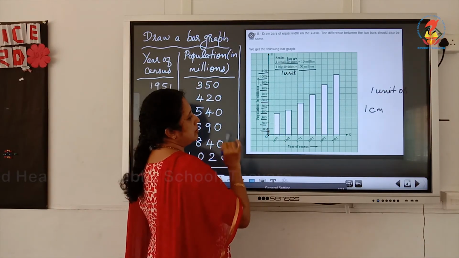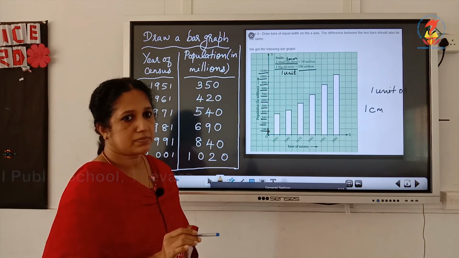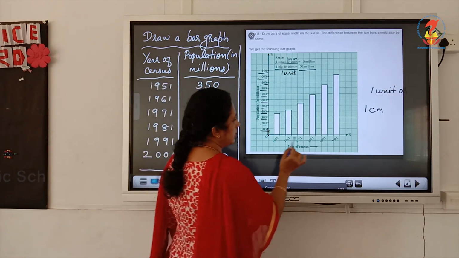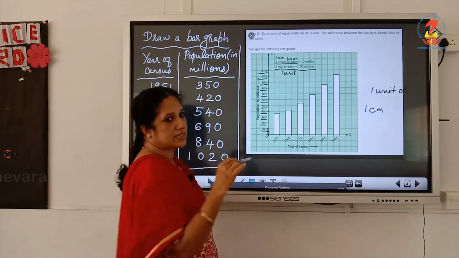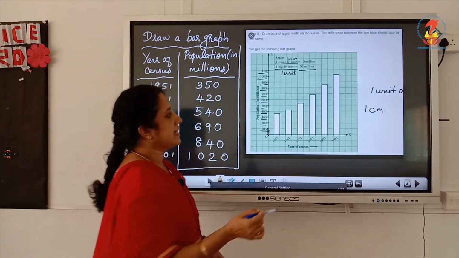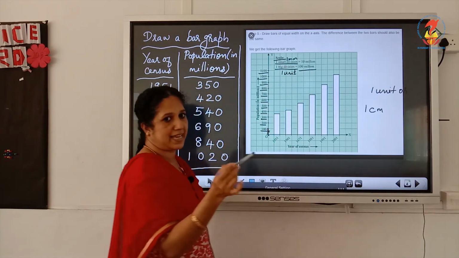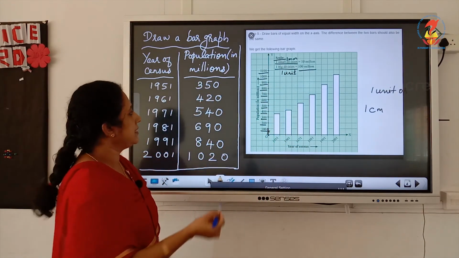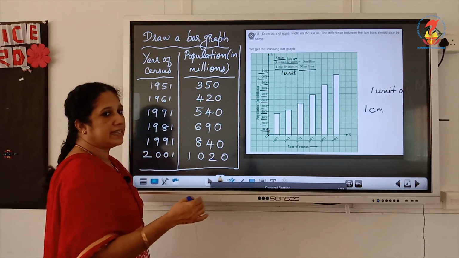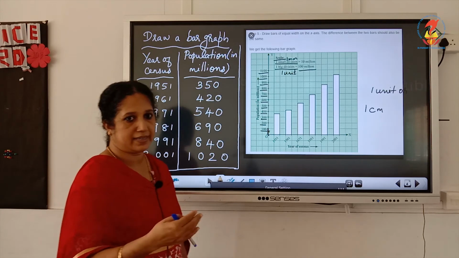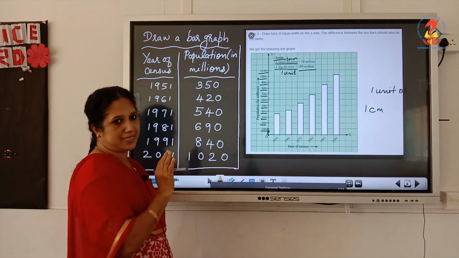So the first step is to draw the axes. The horizontal one is known as the x-axis and the vertical one is known as the y-axis. The second step is to select the scale. How can you choose the scale? Depending upon the numbers given. It is better to take multiples of 100 or multiples of 10, etc. Then you won't make mistakes.